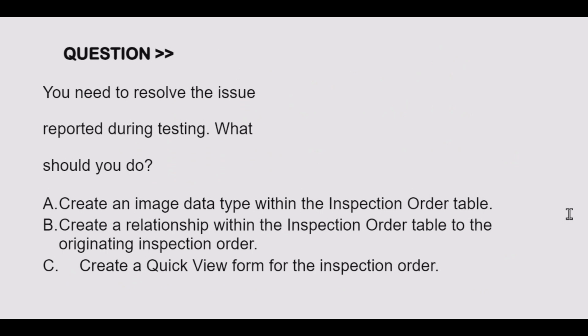Our question is, you need to resolve the issue reported during testing. What should you do? The options are option A, create an image data type within the inspection order table. Option B, create a relationship with the inspection order table to the originating inspection order. Option C, create a quick view for the inspection order. The correct answer is option A.